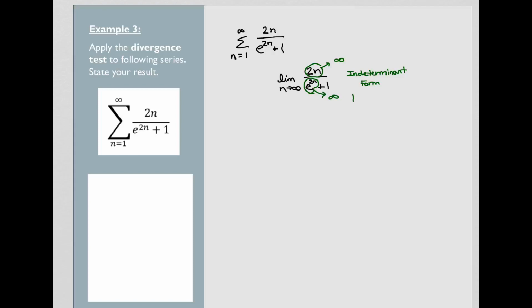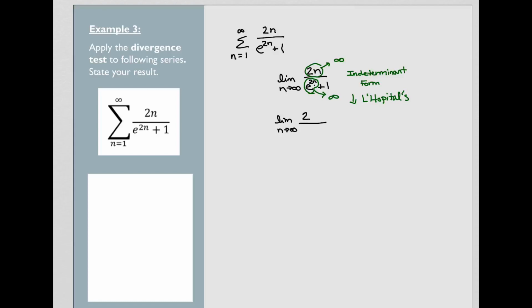Well, one of the easiest ways to deal with this particular limit would be to use L'Hopital's rule. And so let's apply L'Hopital's rule. Do you remember? We take the derivative on top and we take the derivative on the bottom. So here we go. We're going to take the limit as n goes to infinity. Derivative on the top. The derivative of 2n is just 2. The derivative of e to the 2n plus 1. Well, let's see.